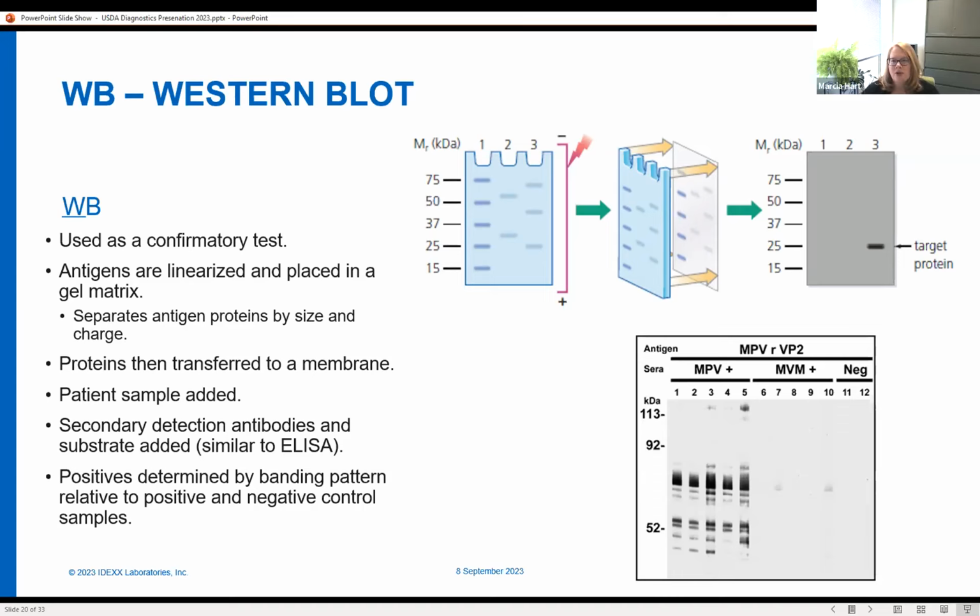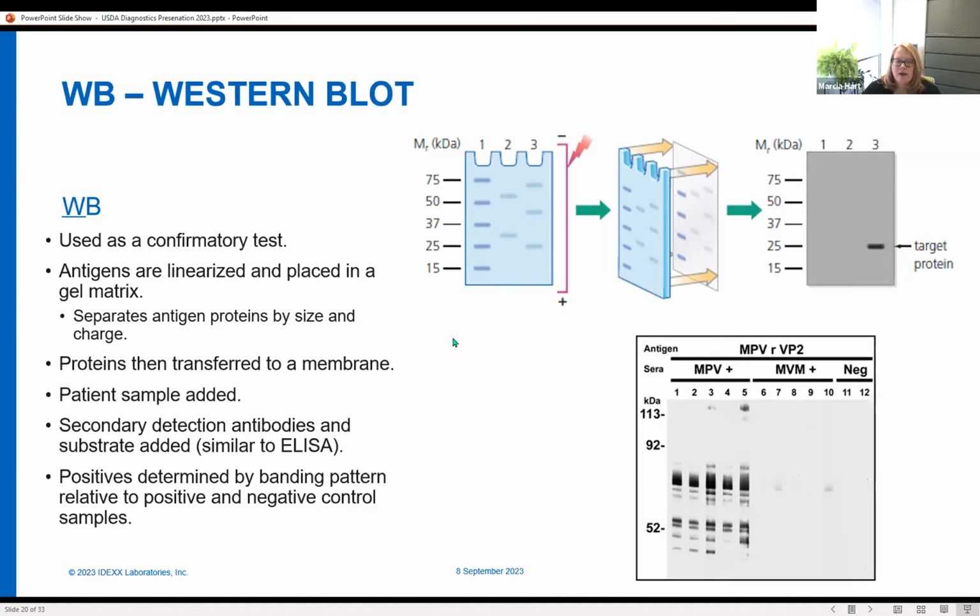So if you think back to your basic biology and how proteins are structured, remember they have a primary, secondary, tertiary type structure. What we do is we treat them in some way, either by heat or by chemical treatment. We treat these antigenic proteins to linearize them. Once they are linearized, we place them in this kind of a gelatin matrix, apply an electrical charge, and then the proteins are distributed according to molecular weight and charge.